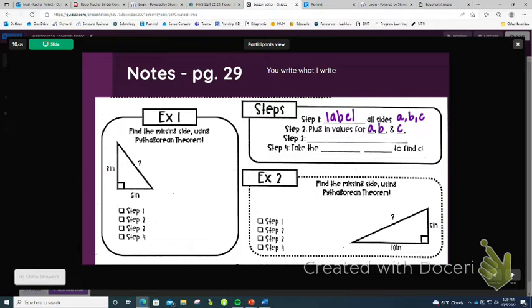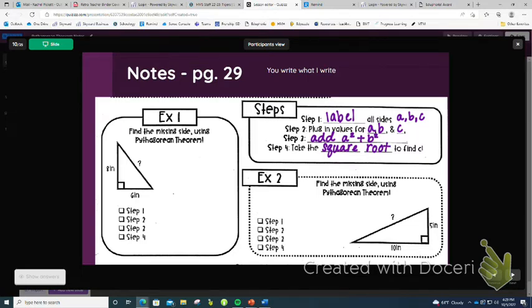Step 3 is to add A squared plus B squared. And then we're going to take the square root to find C.